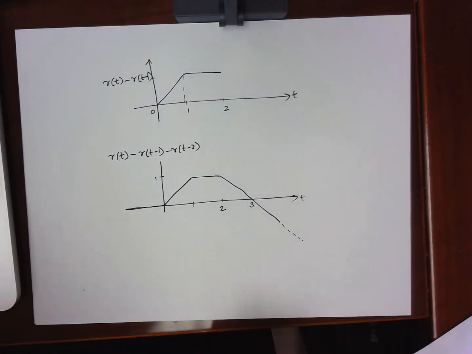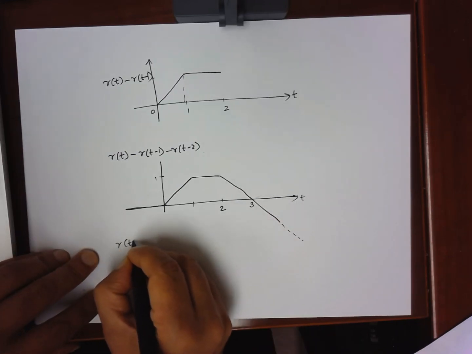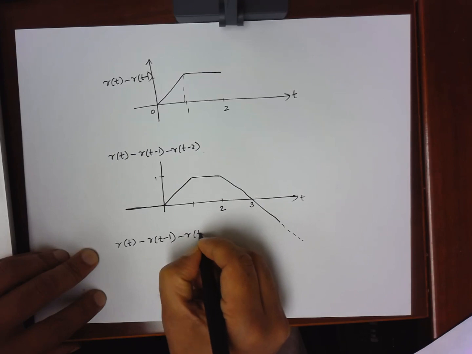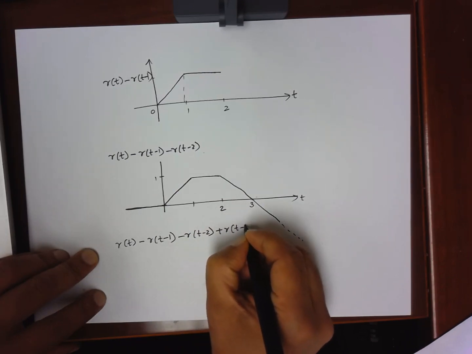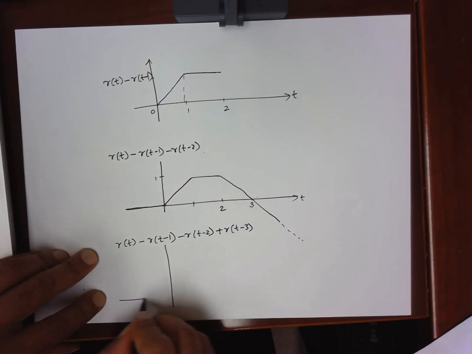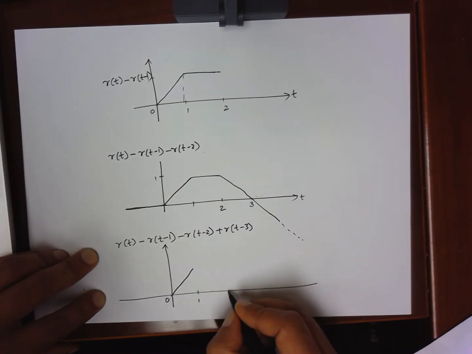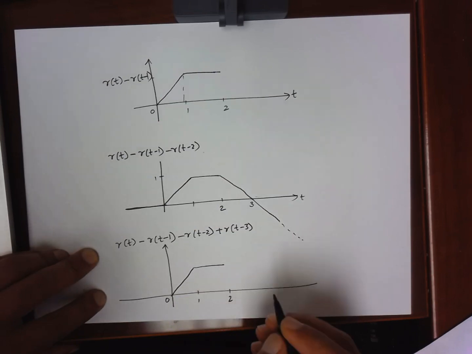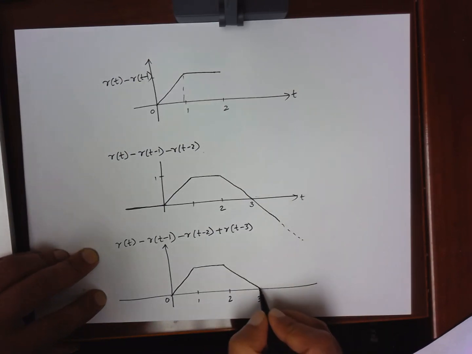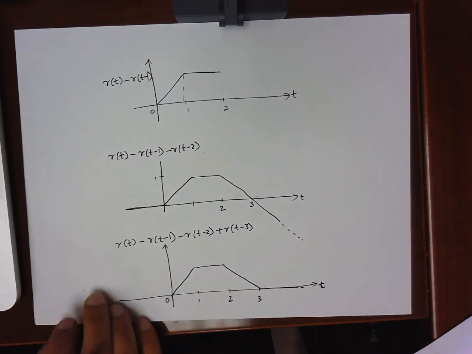Now, what if I wanted to flatten this out and make it go horizontally at this point? The way to do that is to add a ramp at that point. So r of t minus r of t minus 1 minus r of t minus 2 plus r of t minus 3. If I add an extra ramp here, the net result is going to flatten out. Between 0 and 1, it's going to go up, between 1 and 2 it's going to run flat, and between 2 and 3 it's going to go down. After 3, with this new ramp kicking in, it's going to flatten out forever. So this is how you work with ramps.